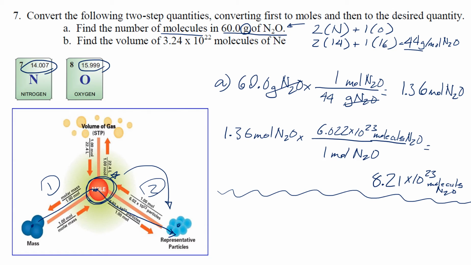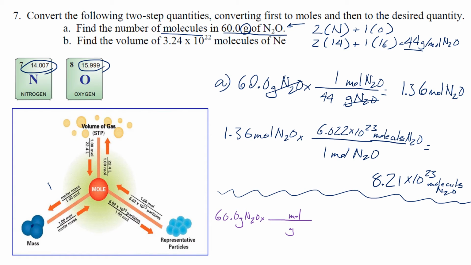Usually in class we do it a lot faster. We do everything at once. So let's try that. We start with our given again, which is 60.0 grams of N2O. We're going to get out of grams and into moles. That's our first step.